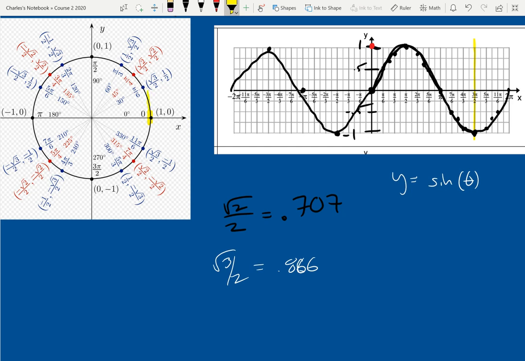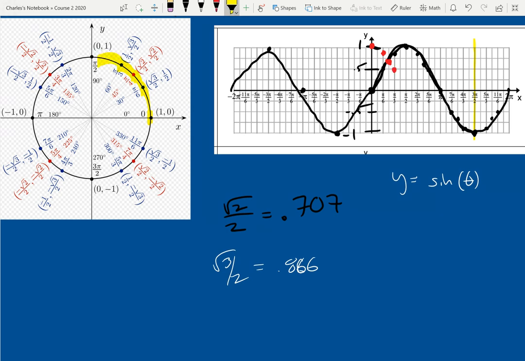Now I go my first turn, and I go pi over 6 radians, and at pi over 6, I'm at root 3 over 2. Then I go another little bit, and I'm at pi over 4, and at pi over 4, I should be at root 2 over 2. So it looks like the curves intersect at that point, which makes sense because the x and the y values are the same. Then I'm going to go to pi over 3, and at pi over 3, my x value is now 1/2.